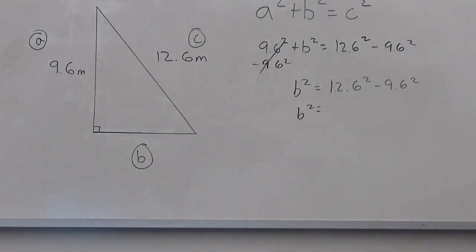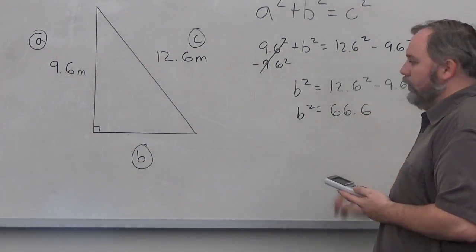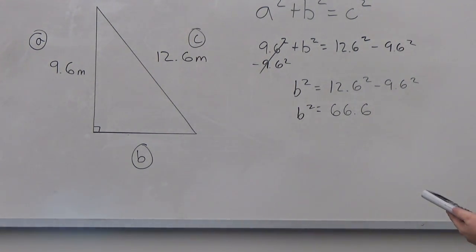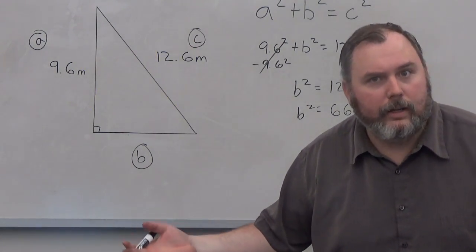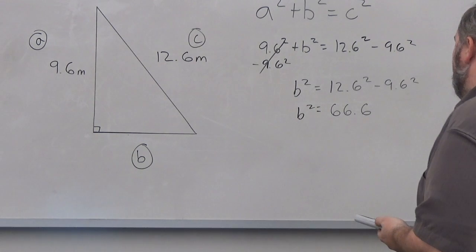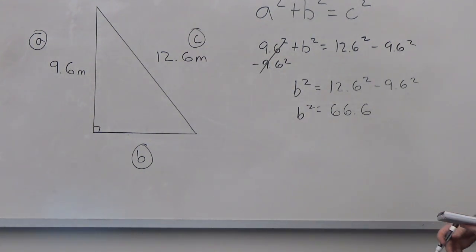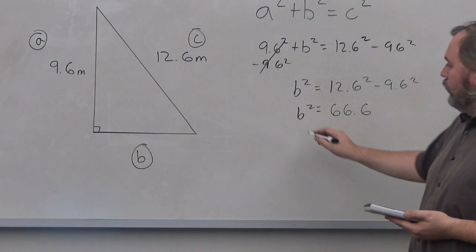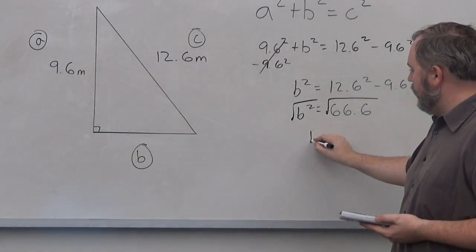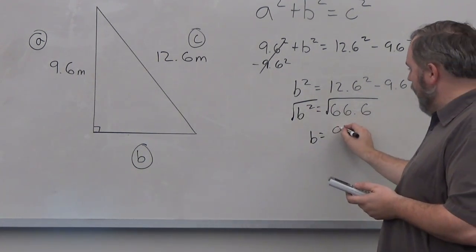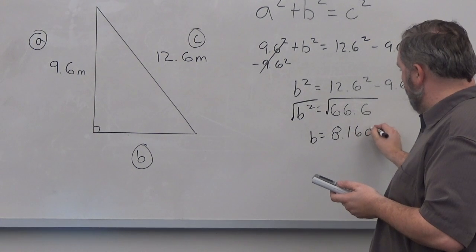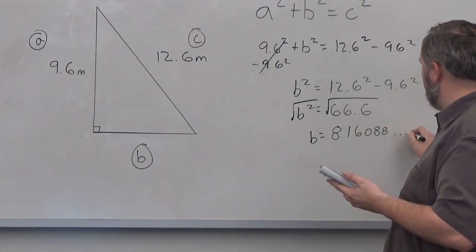So, we're going to use our handy dandy calculator to find out what 12.6 squared minus 9.6 squared is. And I get, evil number, didn't mean that, oh well, 66.6. Well, math is evil, guys, okay? Forgive me, I'm sorry. Now, we want to know what the square root of this is. So we're going to square root both sides, and we get B is equal to 8.160888 and so on.